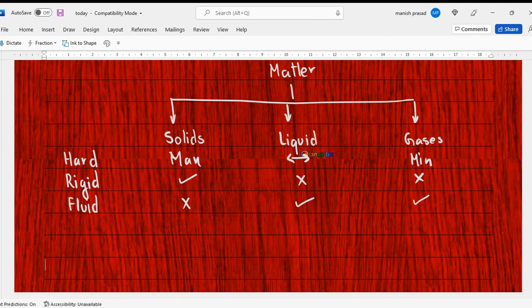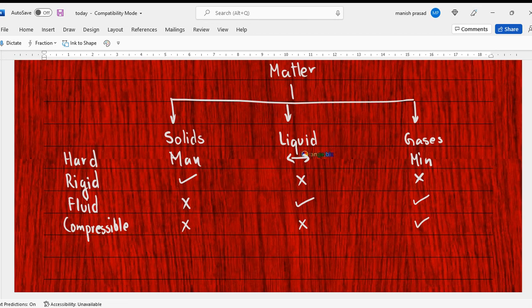Now, after that, compressibility. Compressible means something that you can press and change the shape. Can you compress solids? No. Can you compress liquids? You should try doing that. Take some water in a glass and then try pressing it. It does not get compressed easily. But the gas does. You can take the whole room's gas and put it into a small box also.